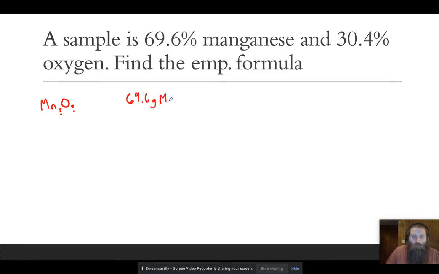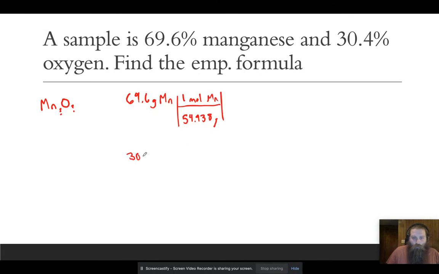Grams of Mn. Again, we're just going to convert it right over. I don't know manganese off the top of my head. It is 54.938. Come on, little pen. Not working. There we go. 54.938 grams in 1 mole of manganese.